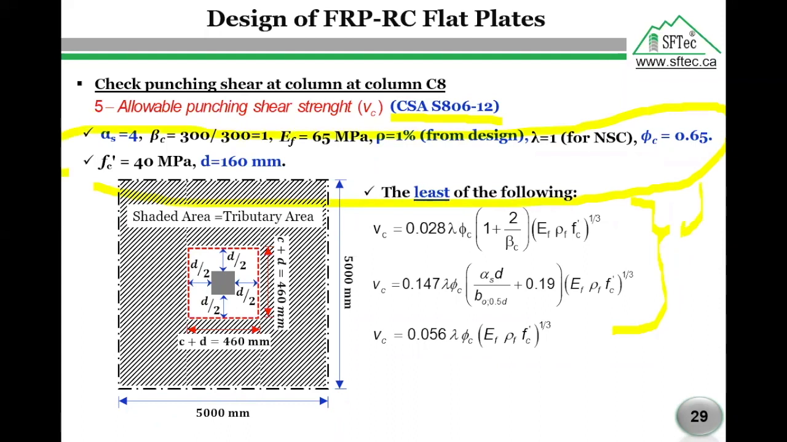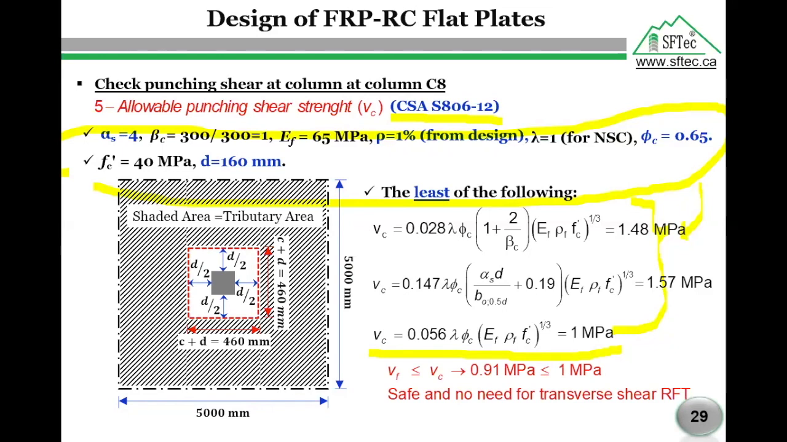in these equations, we get three different values for the allowable punching shear stresses. The lowest one is 1 MPa. So the allowable punching shear stress is 1 MPa, and the ultimate punching shear stress calculated before is 0.91. By comparing the allowable and the ultimate values, the connection is safe and there is no need to add transverse shear reinforcement. But if we have the inverse, we need to add shear reinforcement because it will give us an unsafe design.